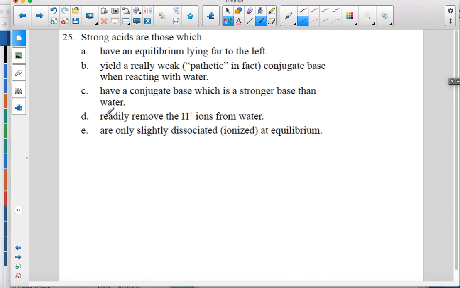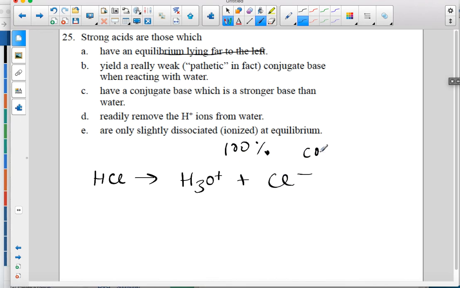25, strong acids. The definition of a strong acid does not have equilibrium lying far to the left. It goes to completion. So if we take HCl and drop it in water, you're going to get 100% H3O plus and Cl minus, 100%. When you hear that term completion, it means you get all products.